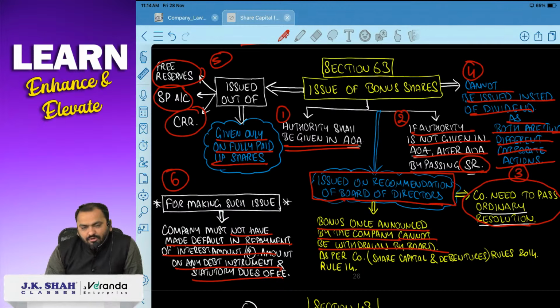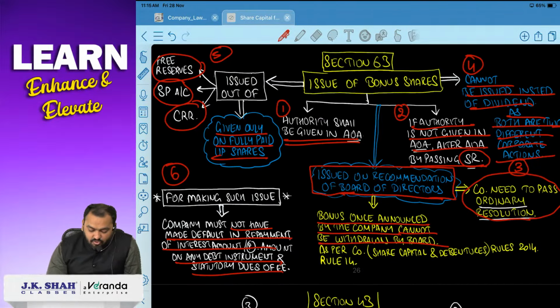Company can issue bonus shares out of what money? CRR, securities premium, and free reserves. Perfect. Then sixth one. Yes, it can be given only on the fully paid up shares. Then for making such issue, company must not have made any default in the repayment of principal money or its interest or statutory dues of the employees. 6 points over, topic over.